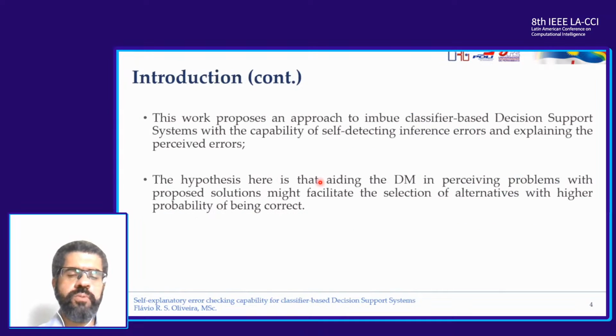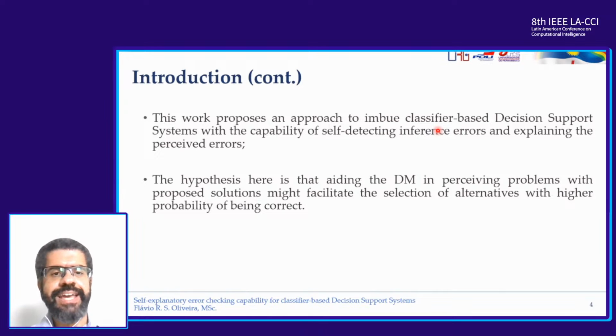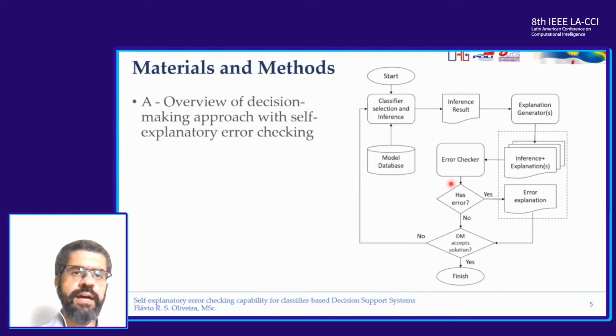So in this work, we propose an approach to imbue these classifier-based decision support systems with the capability of self-detecting inference errors and also explaining the perceived errors. Our hypothesis is that aiding the decision maker in perceiving these problems may ease their lives and might facilitate the selection of inference alternatives with higher probability of being correct. Our overview of approach is presented here in this figure.